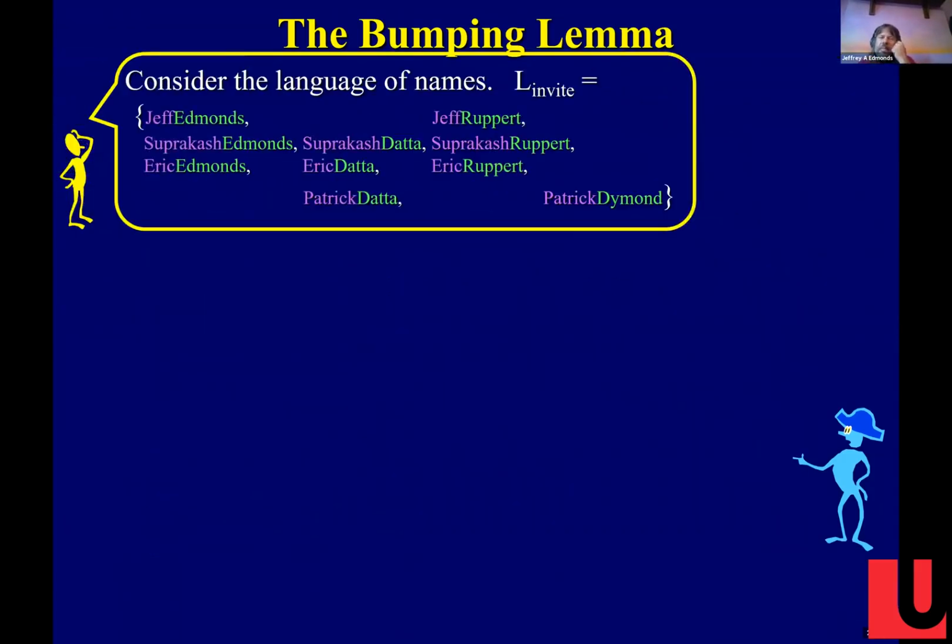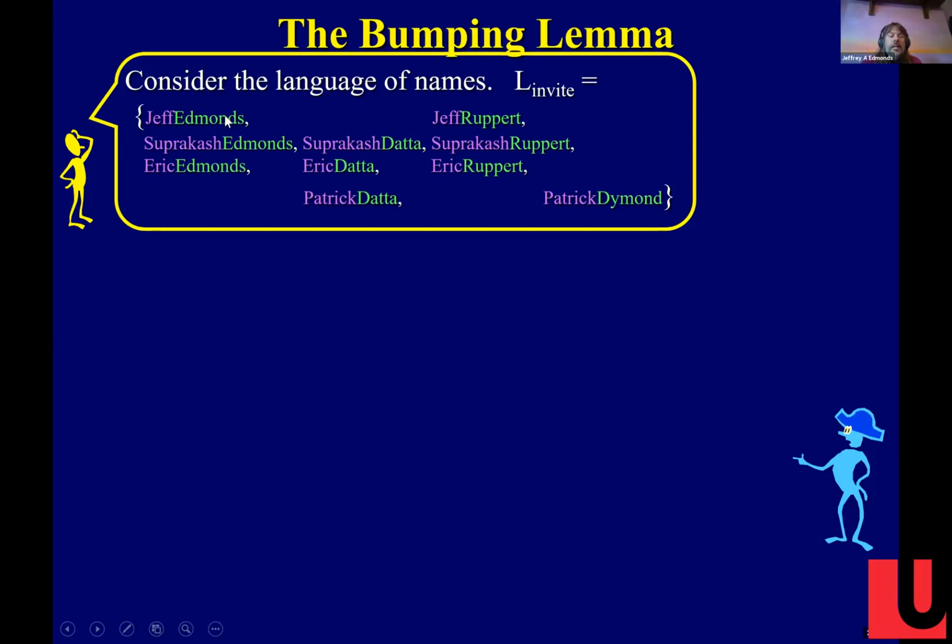So let's try to understand this thing. Here's a language, and this language is just going to be a set of names, right? Jeff Edmonds is in the language. Jeff Rupert's in the language. Super Cash Edmonds is in the language, right? Those are strings that are in the language. So if the machine inputs one of those, the machine needs to say yes. And there are other things that are not there.